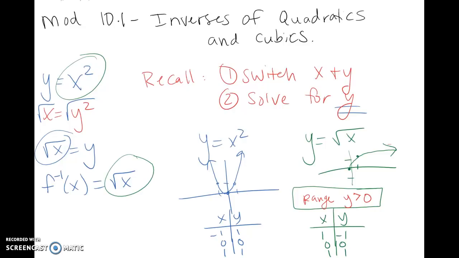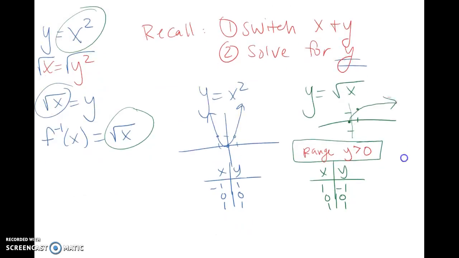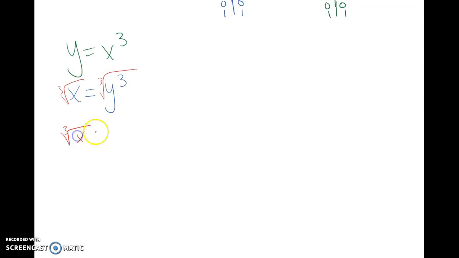All right, and then the next one, so we've talked about quadratics. Now we need to talk about cubics. So if I have y equals x cubed, and I'm finding the inverse, I'm going to switch x and y. I'm going to solve for y now by taking the cube root, and I get the cube root of x equals y. So I can write the inverse function is this.